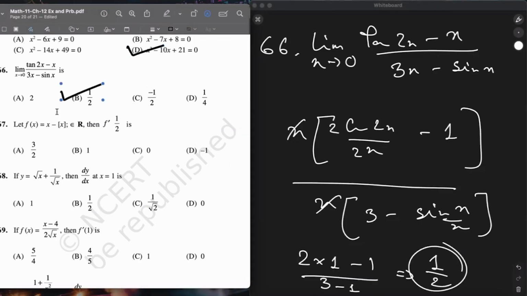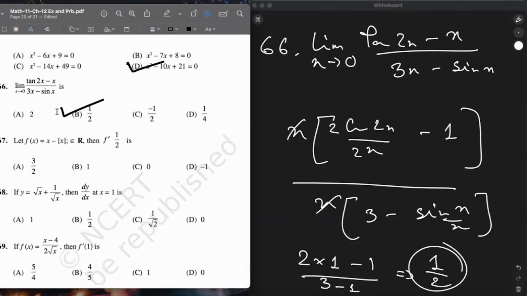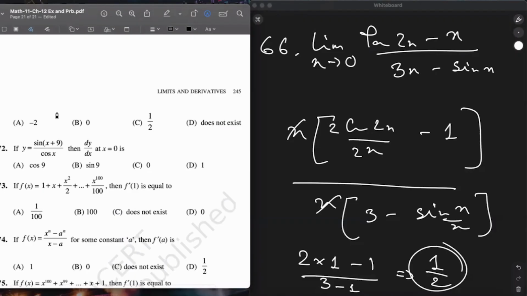66th is B. So next up we have till question number 80. So 14 questions are left. These I'll do in the next session.